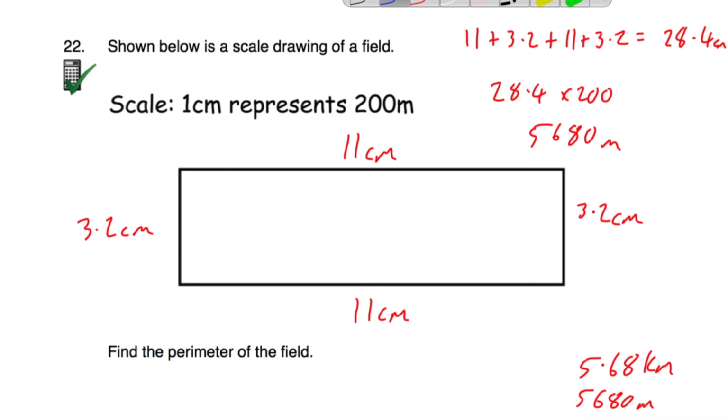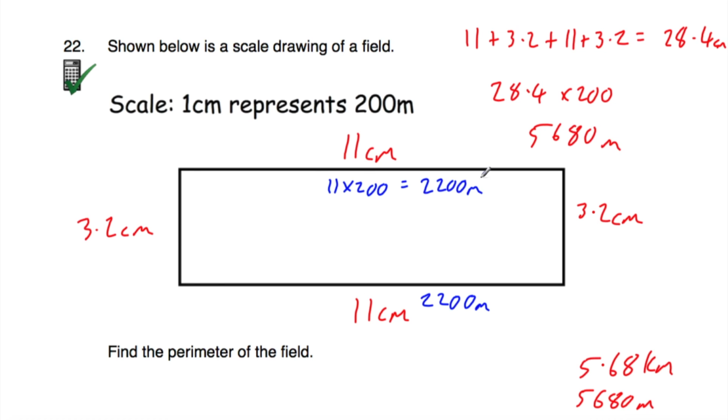Another approach, and I'm just going to change into blue ink here, would be to find the lengths in meters to begin with of the field. So we've got 1 centimeter is 200 meters. So if we take our 11 centimeters and multiply that by 200, 11 multiplied by 200 is equal to 2,200 meters. So that means the length of the field is 2,200 meters, or 2.2 kilometers. So 2,200 meters is the length of the top and the bottom of the field.